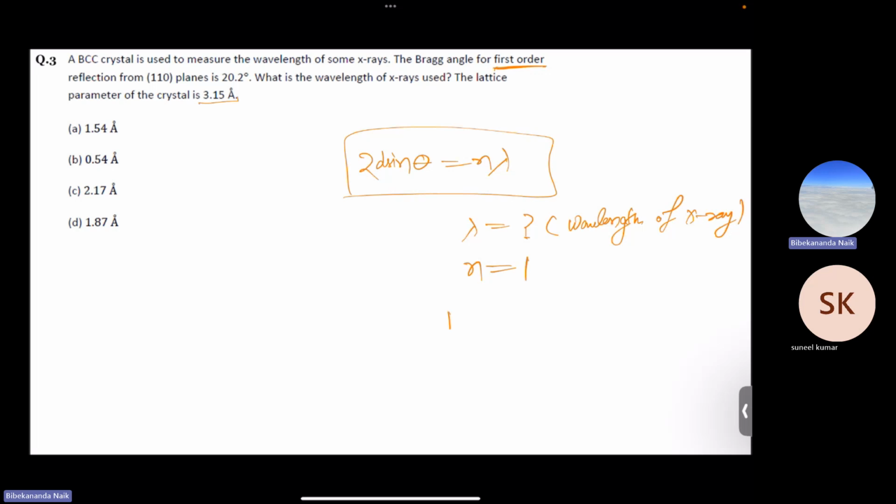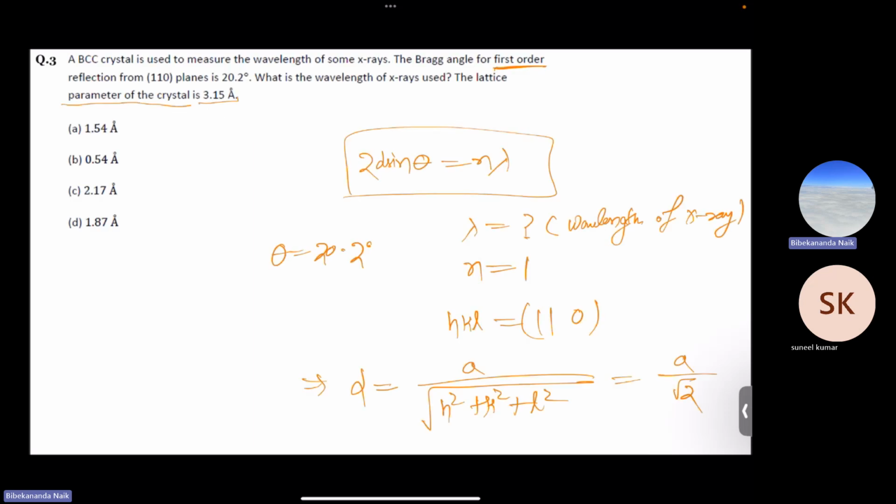Then the plane is given, so the hkl value is 110. The interplanar spacing will be a divided by root of h square plus k square plus l square. This is BCC, body centered cubic, so it is cubic. So it will be a by root of 1 square plus 1 square plus 0, which is a by root 2. So d is a by root 2. From this we calculated d, and then theta is also given.